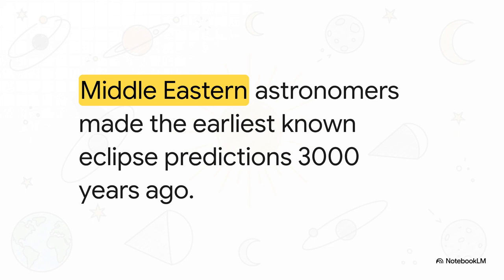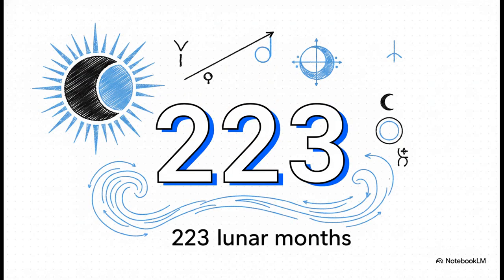You know, the human drive to understand our universe, it is definitely not a new thing. In fact, Middle Eastern astronomers were making the very earliest known predictions about when eclipses would happen roughly 3,000 years ago. Think about that for a second. Doing that without modern computers, without advanced telescopes, they did it entirely through careful, super meticulous observation handed down over generations. And the secret key to their predictions?